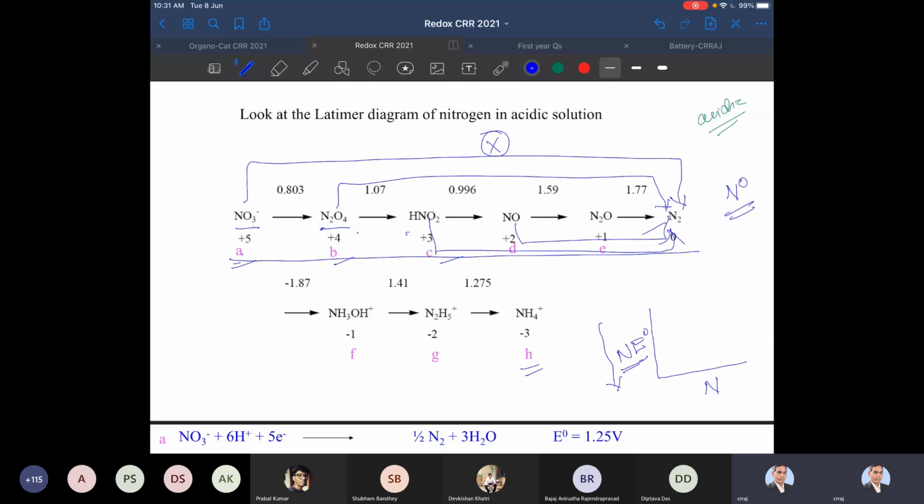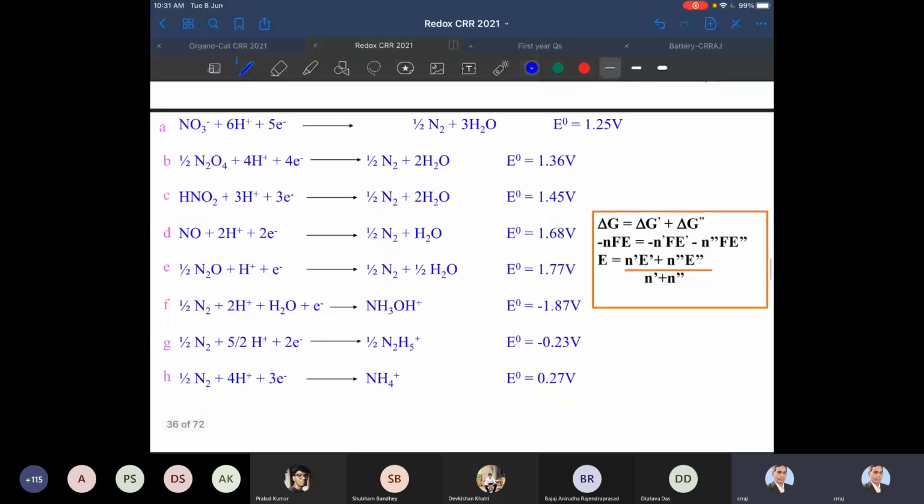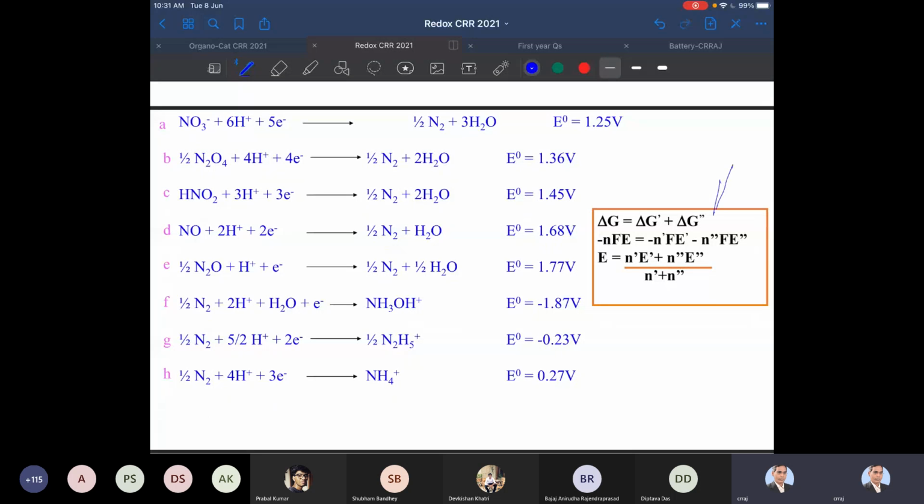Please don't confuse this: it is not the potential of the couple NO3 minus and N2O4, or N2O4 and HNO2. This is the potential with respect to the elemental state. I have already calculated them and put them here. This is the relationship we use: we talk in terms of delta G, then E equals the sum divided by n, and you add up and find it out. So I have calculated all the potentials.